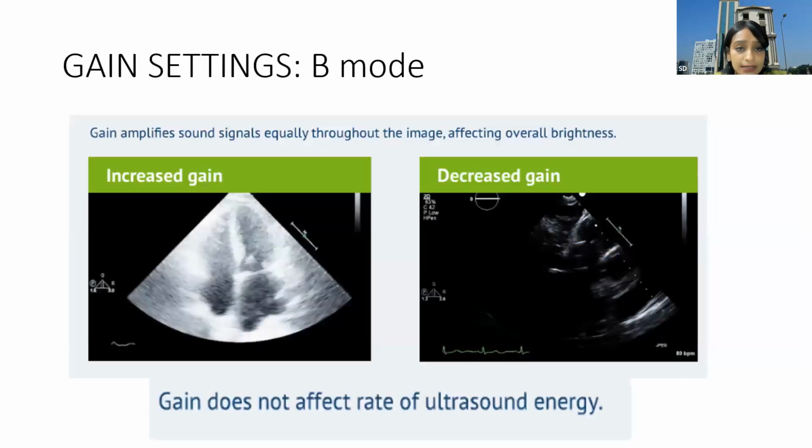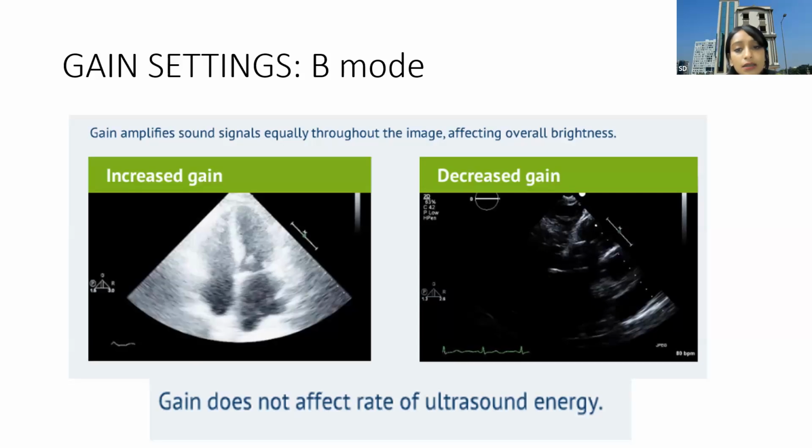Then there are the gain settings, or the brightness mode. Basically, it throws more light or more ultrasound beam onto the object. We should know that it does not increase the resolution of a particular image. We'll be coming to resolution later. Resolution means when we want to see two structures separately. So the brightness mode, or B mode, is basically making the entire screen brighter.